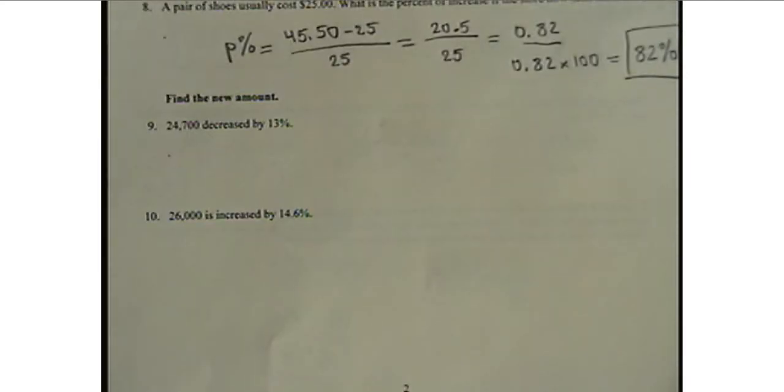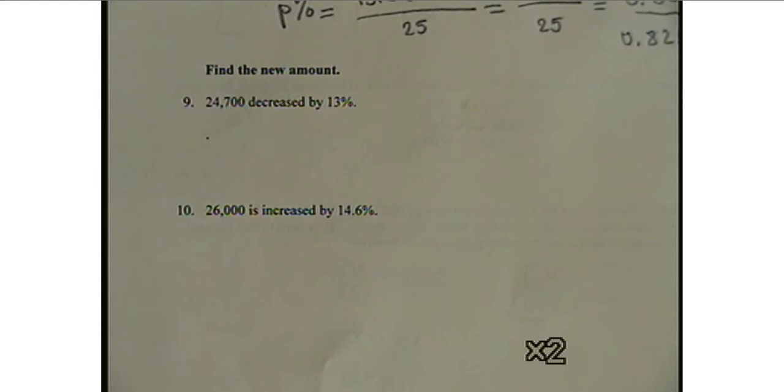Find the new amount. So we have 24,700 decreased by 13%, and in another example, 26,000 is increased by 14.6%.